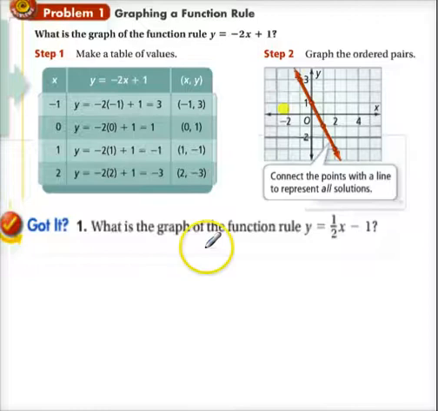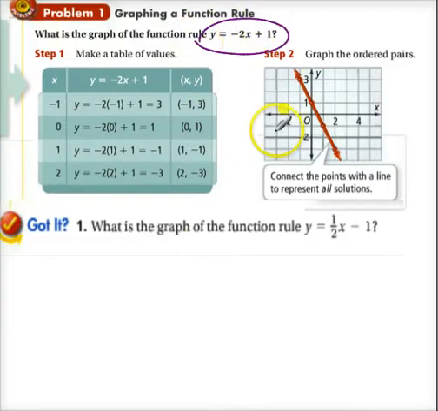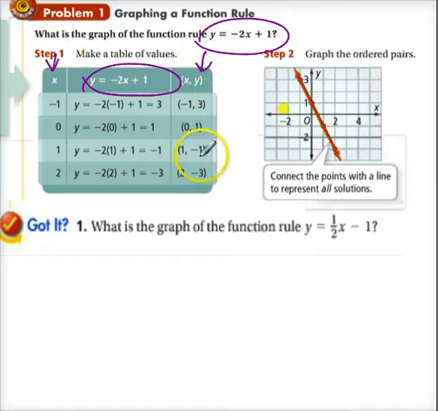Okay, so first of all, problem 1, graphing a function rule. They're going to give you the function. Step 1 always is to make a table. So I make a 3-column table. The function goes in the middle, your x's or your domains are on the left, and your y's are on the right. They decided to write them as ordered pairs, but if you just wanted to write the y values, that would work. Oh, it looks like they have them right here.